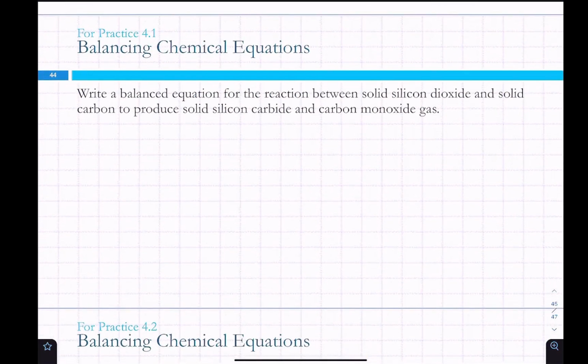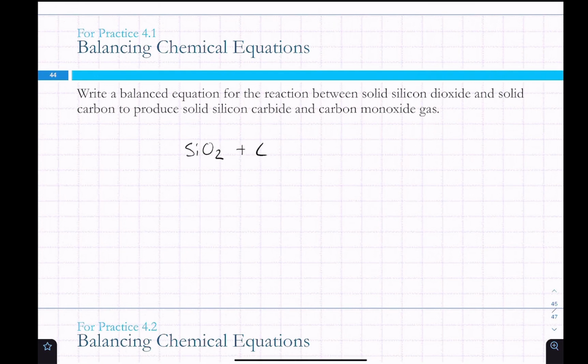Okay, so write a balanced equation for the reaction between solid silicon dioxide and solid carbon to produce solid silicon carbide and carbon monoxide gas. So what's silicon dioxide? SiO2. I know we haven't covered nomenclature yet, but this will maybe impress upon you the necessity of it when we do get to it. So silicon dioxide, the di on the oxide means 2. So SiO2 plus solid carbon, that's easy, C.